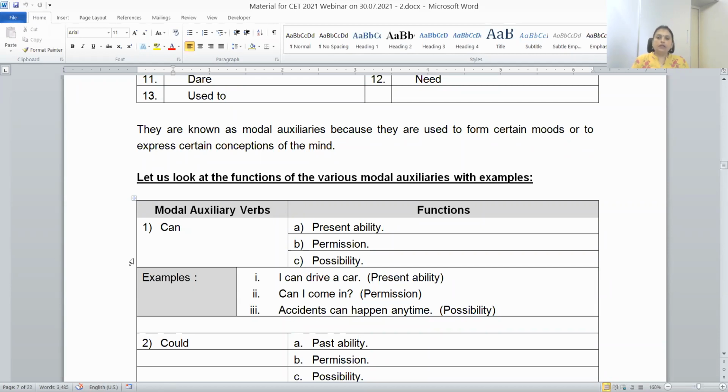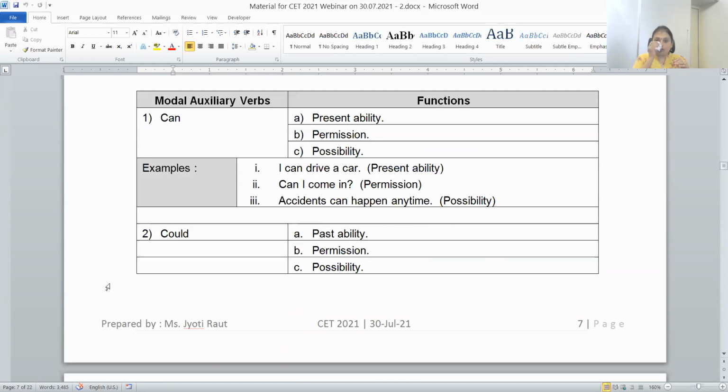Okay. Then comes the second sentence. Can I come in? Children, doesn't can perform the function of permission here? Isn't somebody asking you permission to come inside? So can here shows permission. Accidents can happen anytime. Children, it is always possible. In today's age, especially, accidents can just happen anytime. There's a strong possibility of accidents happening anywhere, anytime. So here can performs the function of possibility.